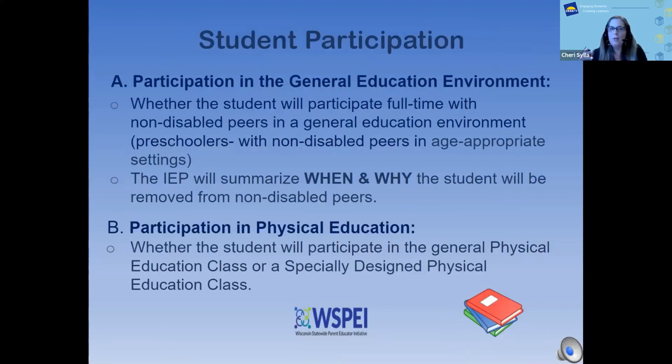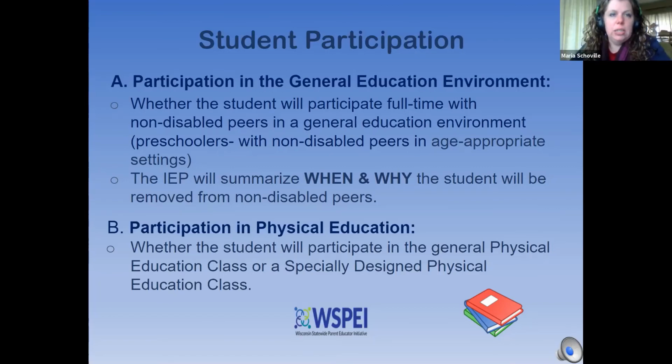We're going to move on to student participation in the general education environment. It has to be noted on the IEP whether the student will participate full-time with non-disabled peers in general ed or not. The IEP will summarize when and why the student will be removed from non-disabled peers. And then the second part here is we discuss whether or not the student will participate in the general physical education class or participate in a specially designed Phy-Ed class instead.